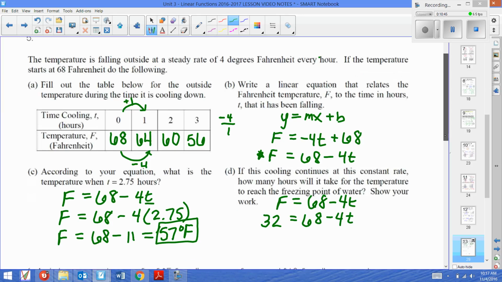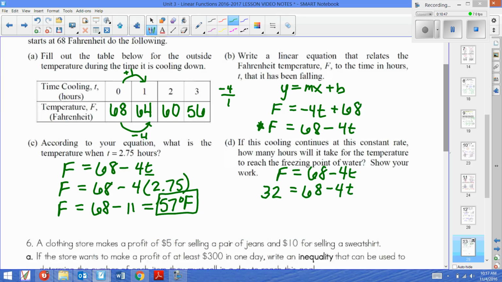All right, so if we continue to solve this, I can move the 68 to the other side of the equation. So 32 minus 68 will equal negative 4T. Negative 36 is equal to negative 4T. Divide both sides by negative 4, and we end up getting T equaling 9 hours.